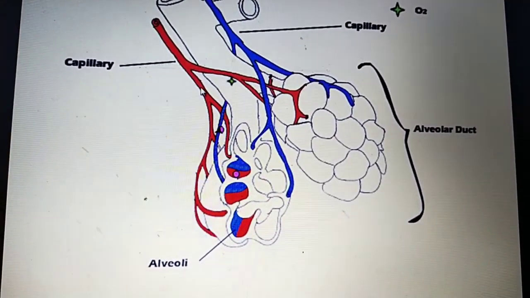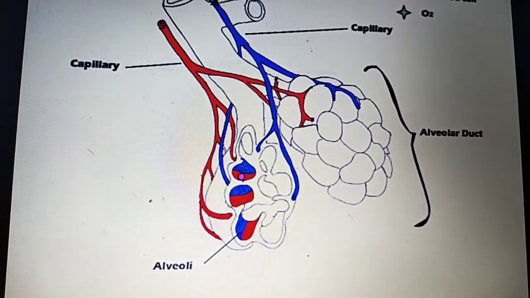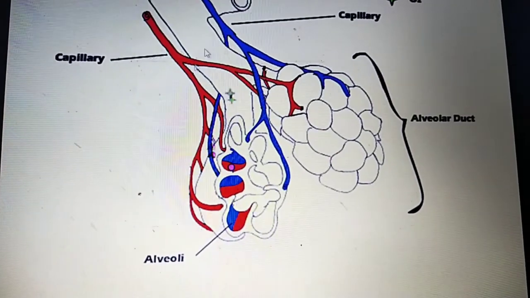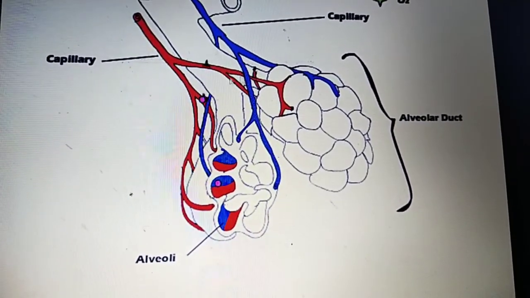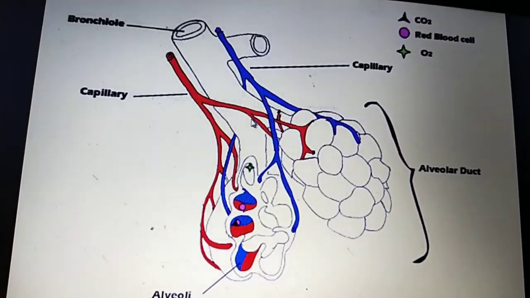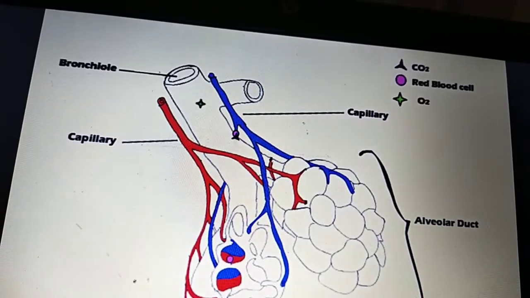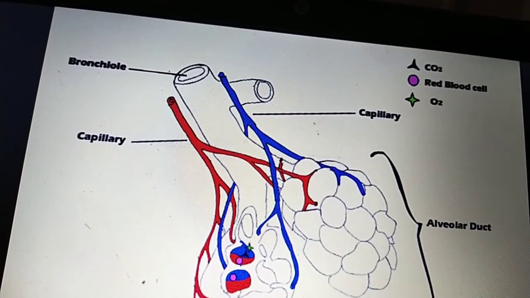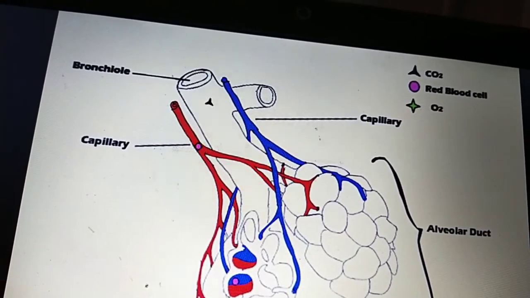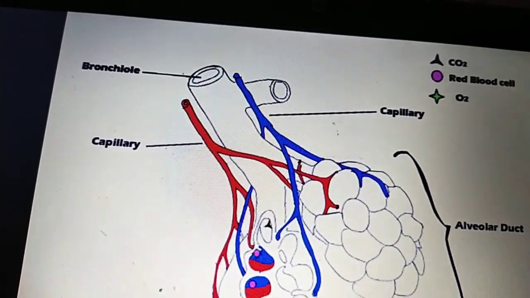It brings the oxygenated blood to the heart. Like this, pulmonary circulation will happen. Pulmonary circulation carries the deoxygenated blood away from the heart to the lung and returns the oxygenated blood back to the heart.